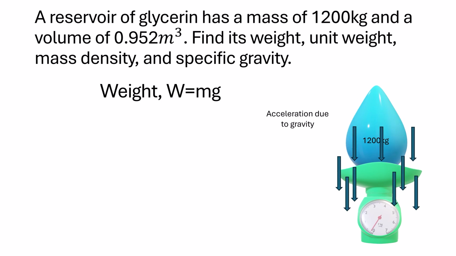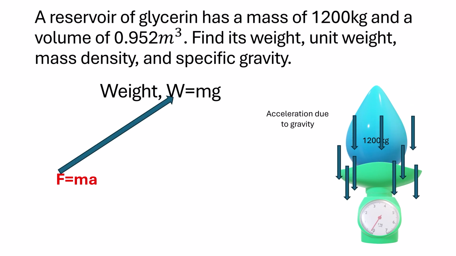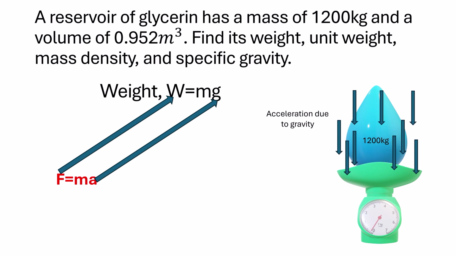Since weight is the force of gravity acted upon that mass, we can imagine the formula to be W equals mg. Remember that in the formula of force, we have F equals ma. Since weight is a force of gravity acted upon that mass, we can just switch the F with W and the acceleration a to the constant of acceleration due to gravity g.